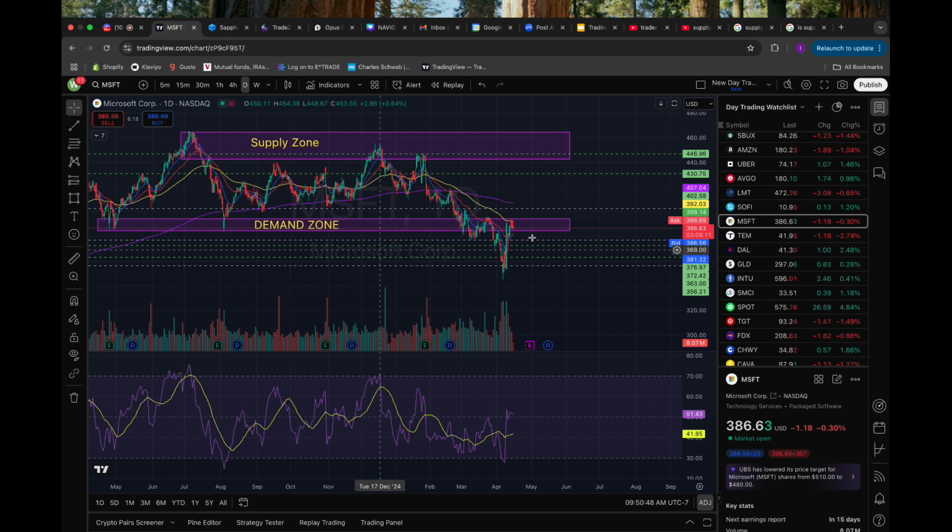So this is what a demand zone is and a supply zone. Supply zone is the same thing, but coming from the upside and going to the downside, all right? So you could also look at it as this right here. You got buyers, okay? And then you have, boom. All right.